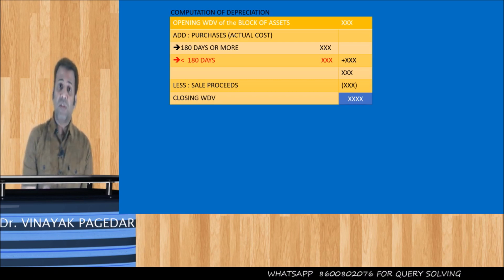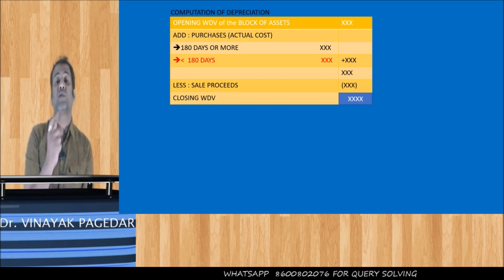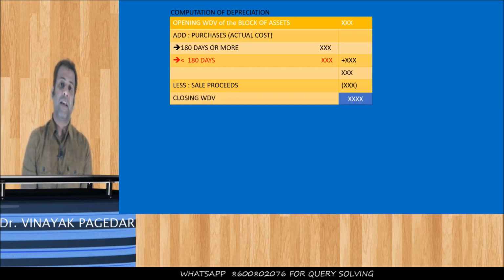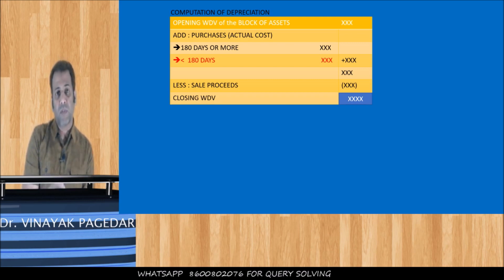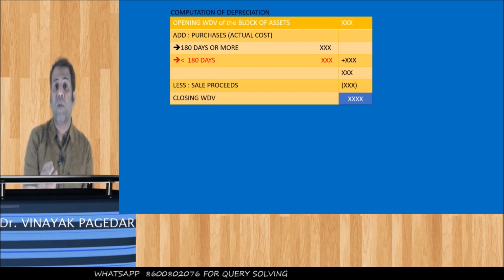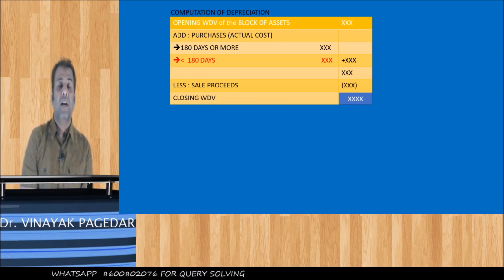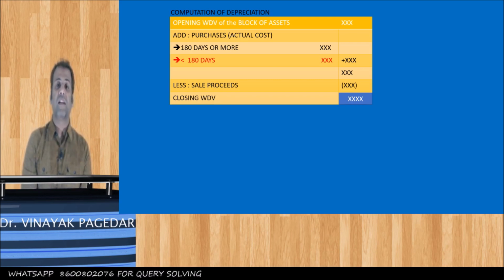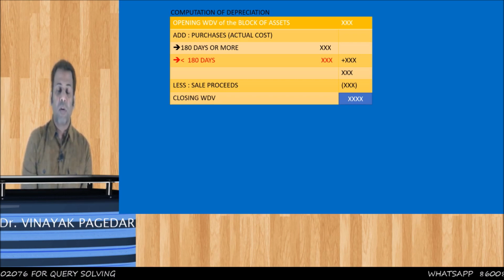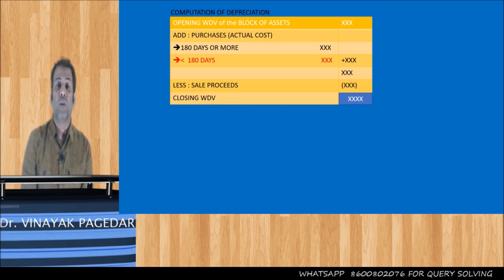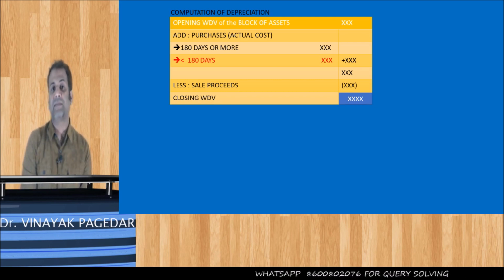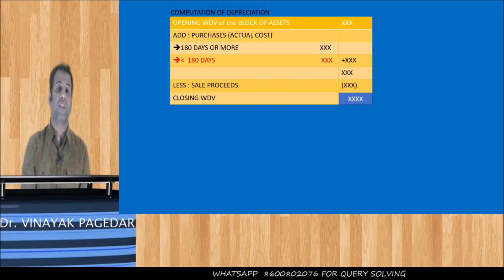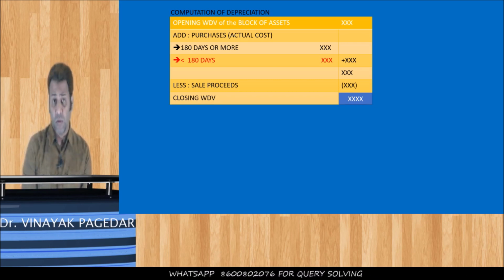Now the question will give you the WDV of the sold asset. It will say an asset having a WDV of 35,000 was sold for 50,000 during the year. Please do not consider the WDV of the sold assets. We only want the opening WDV of the block, and whenever an asset is sold, you directly subtract the sale proceeds of the asset. Now you'll say, why so?